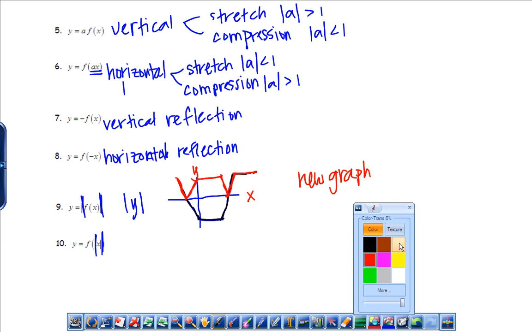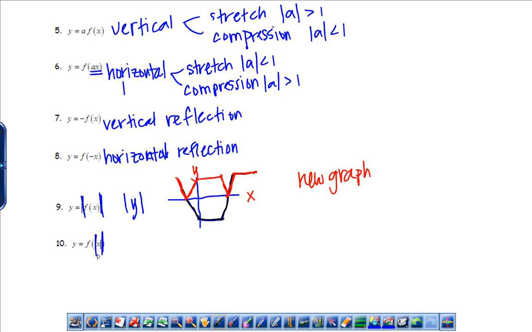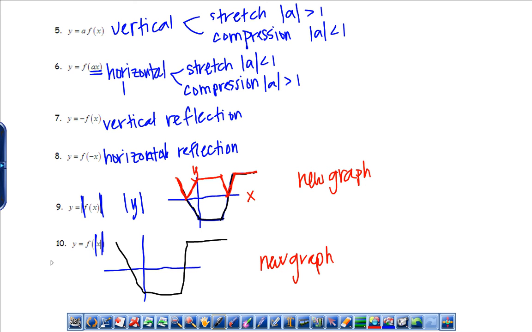Okay, I'm going to do the same thing for my absolute value of x. Again, I'm going to draw my new graph in red. So on number 10, I'm taking the absolute value of x. So how is this going to be different than number 9 that's taking the absolute value of y? So I want all my x values to be positive. How I like to think of this is basically throwing out any negative x's.